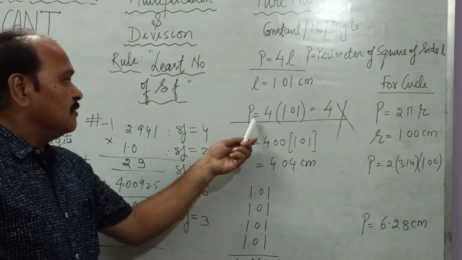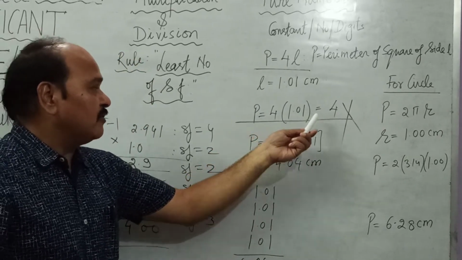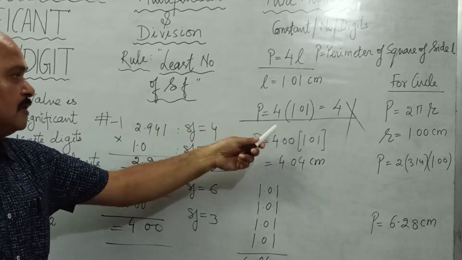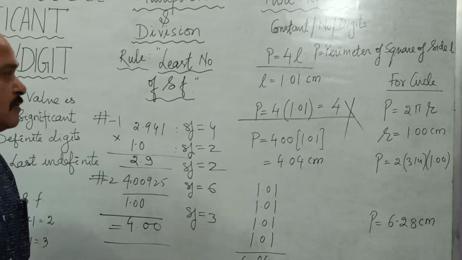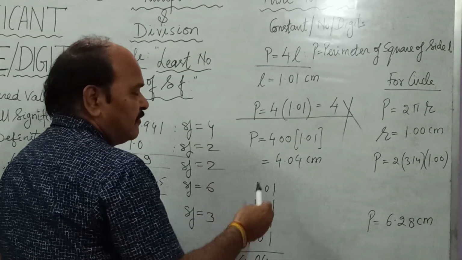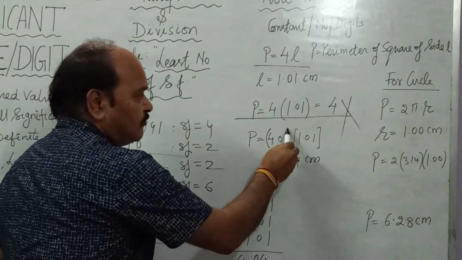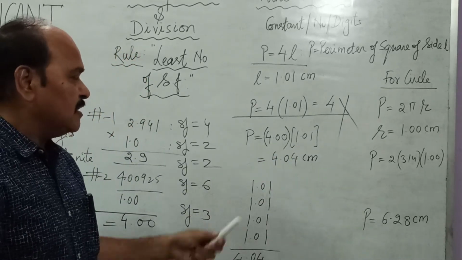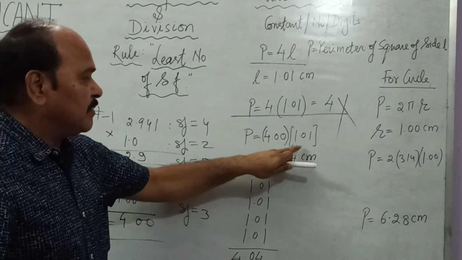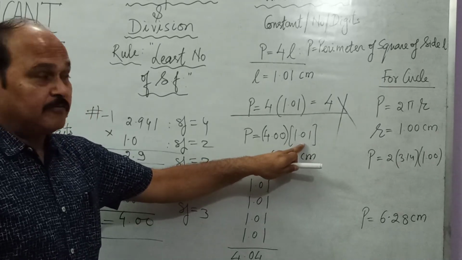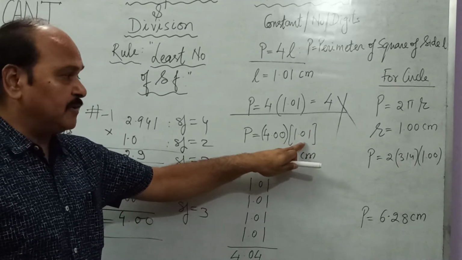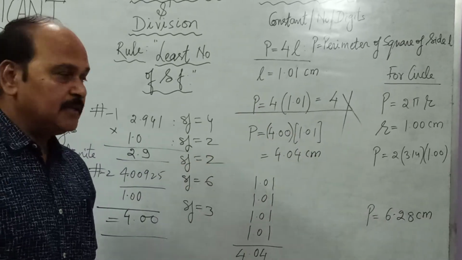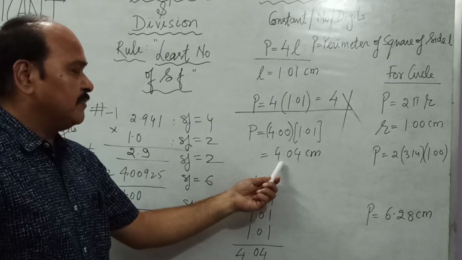So 4 into 1.01, we cannot apply this rule of multiplication here. Why? Because this 4 is not a measured value, and if we wish to work it out using this formula, we will give 3 significant figures to 4. We write it as 4.00. Why 3 significant figures? Because the measured value it is being multiplied with has 3 significant figures. Now we can multiply, both have the same significant figures, 3, and the final answer will have 3 significant figures only.